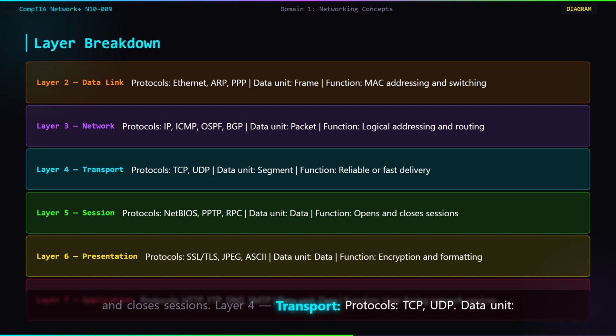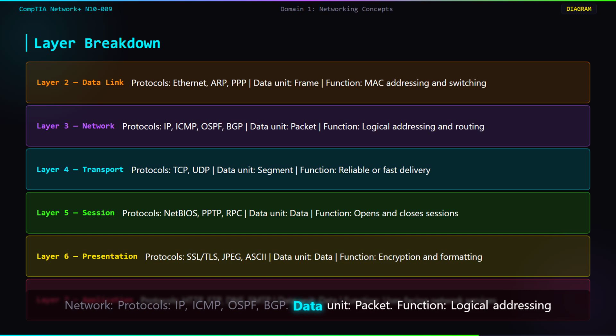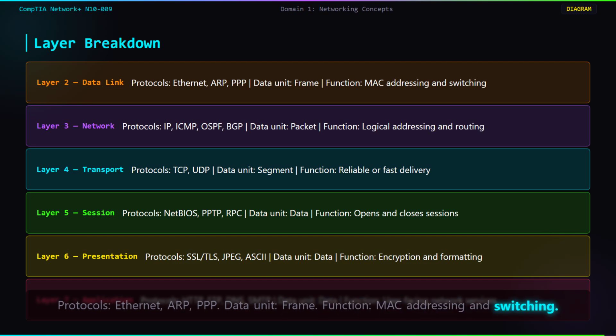Layer 4, transport. Protocols: TCP, UDP. Data unit: segment. Function: reliable or fast delivery. Layer 3, network. Protocols: IP, ICMP, OSPF, BGP. Data unit: packet. Function: logical addressing and routing. Layer 2, data link. Protocols: Ethernet, ARP, PPP. Data unit: frame. Function: MAC addressing and switching.